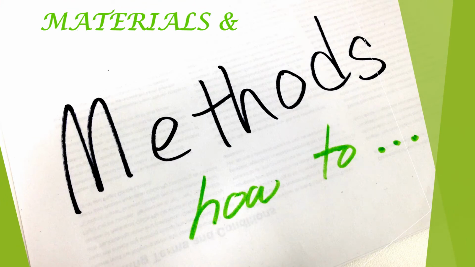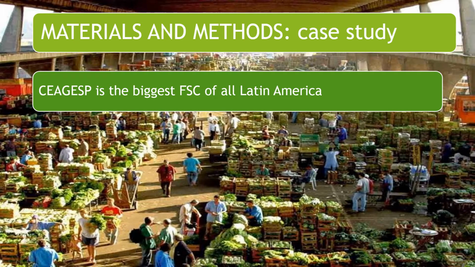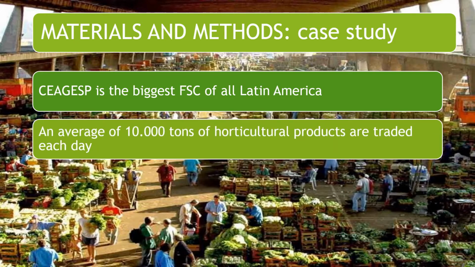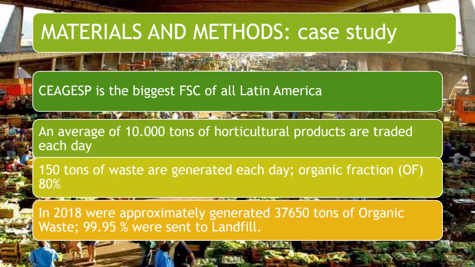Now, let's have a look on materials and methods used in this work. IWACP is the biggest food supply center of all Latin America. An average of 10,000 tons of horticultural products are traded each day. 150 tons of waste are generated each day. Organic fraction is more or less 8%. In 2018, almost 100% of organic fraction generated were sent to landfill.